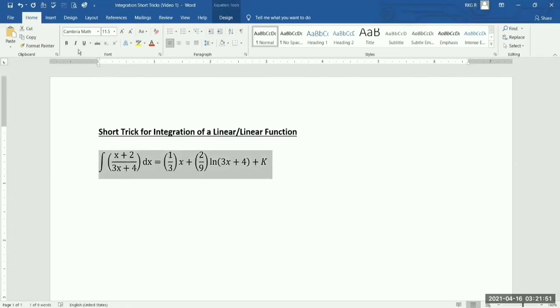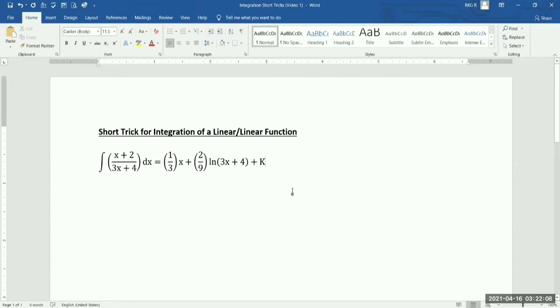Okay, so I've written the answer like x/3 + (2/9) ln|3x + 4| + k, where k is the constant of integration. As you saw, I wrote the answer in just 4 or 5 seconds. Okay, so we can also take another example.